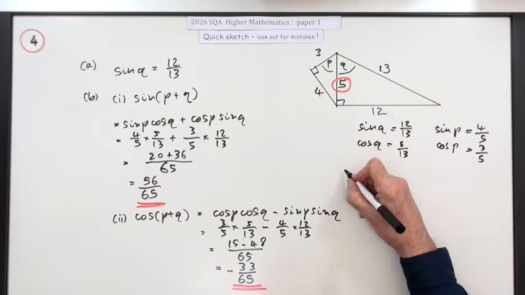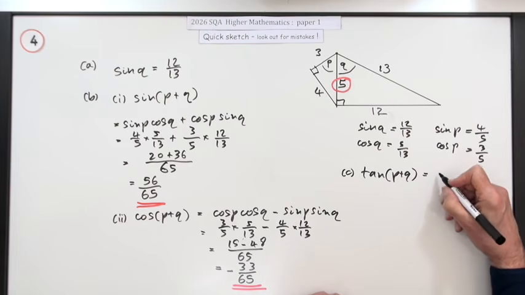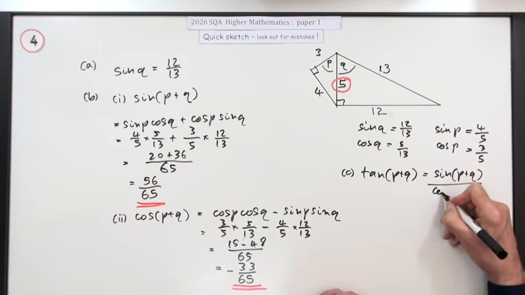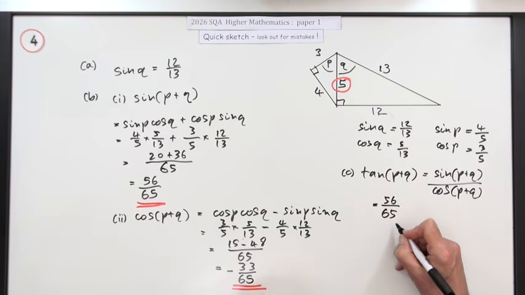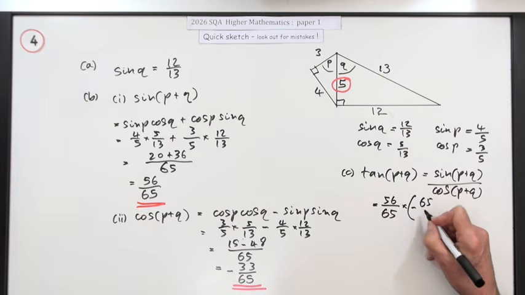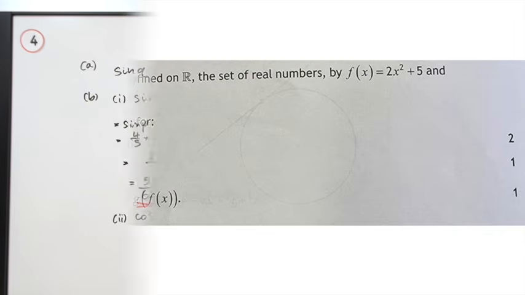Right, so for part C, what have we got? What's the tangent of the same angle? Sine over cosine. So just divide those two fractions. And if you're going to be dividing the fractions, just do it as multiply by the reciprocal. The 65s will cancel out, and you'll have -56 upon 33 for the result.